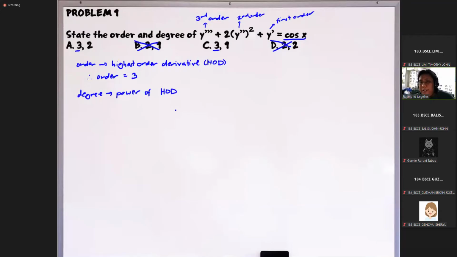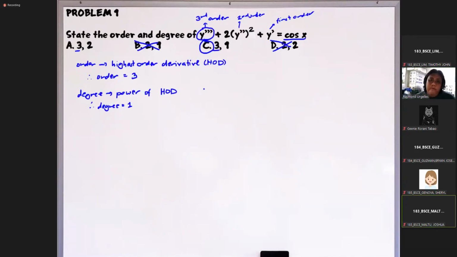nung iba nating order derivative, ang importante lang sa atin is the highest order derivative. So kaya dito, makikita natin this is the highest order derivative and wala siyang exponent. Therefore, yung degree niya is 1. So ibig sabihin, for this problem, yung degree natin ay 1. So kaya yung sagot natin dito is 3, 1. Okay? Nakuha ba? So yun yung tinatawag natin na order and degree of a differential equation.